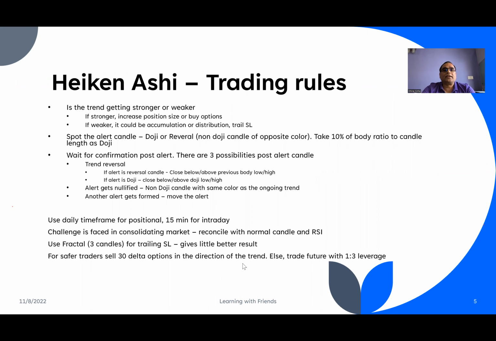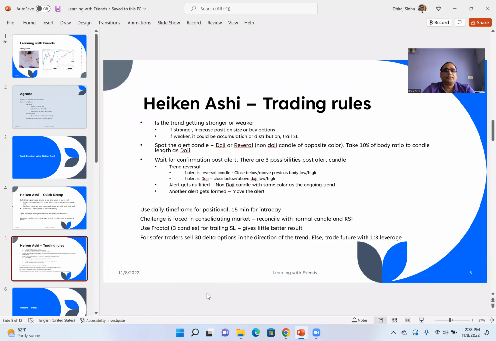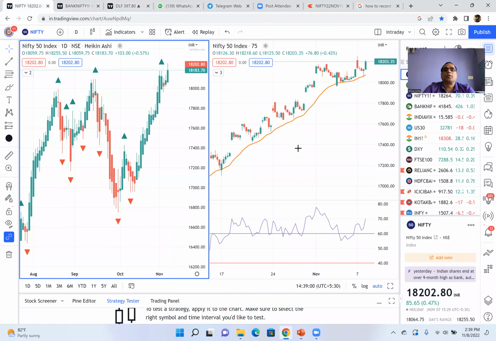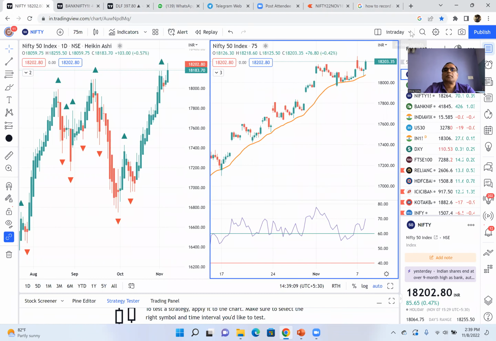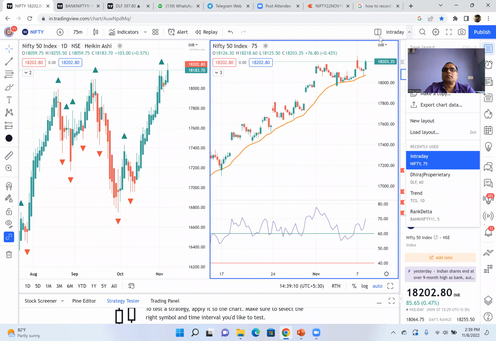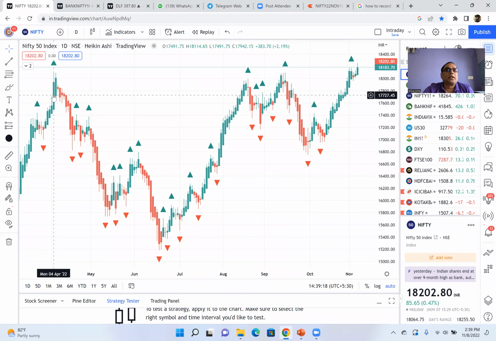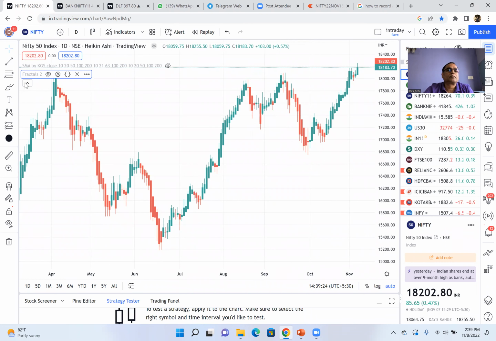Okay. Now with that, let me go to the actual chart. So I can actually hide this one, but just for a moment. Okay. So this is the Nifty chart. And for a moment, let me hide the fractal also. It is distracting you. Okay. All of you hopefully are able to see my TradingView chart.